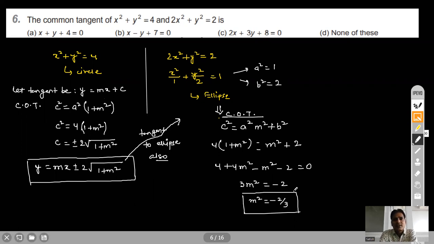What does it mean? There is no common tangent possible for both these curves, because the value of m square is coming out to be minus 2 by 3, which is not possible. Hence, no such value of m is possible. If no such value of m is possible, no such tangent is possible, right? So none of these can be the answer because we are not getting any common tangent for both these curves. So I'm taking this as the correct option, none of these. Okay.